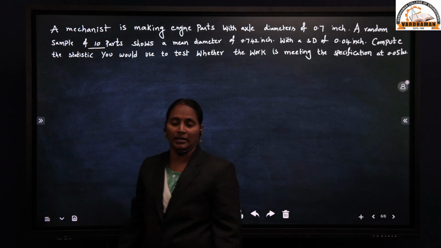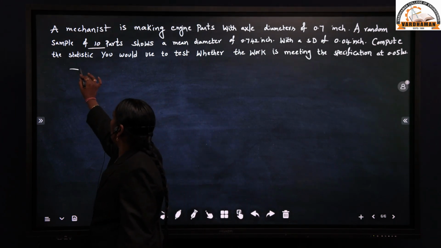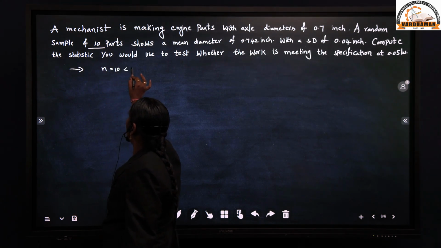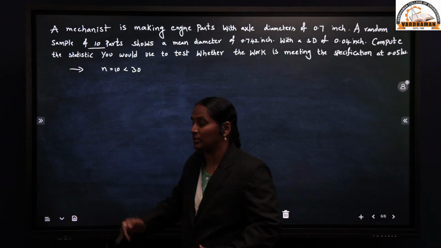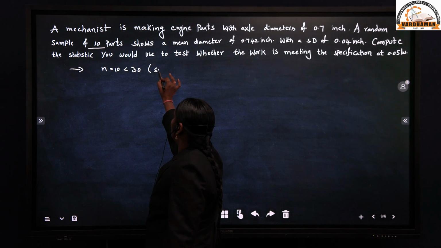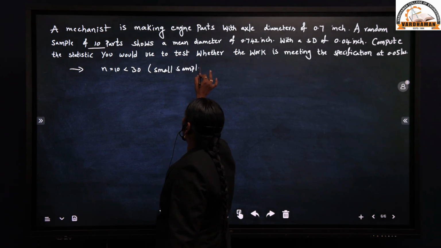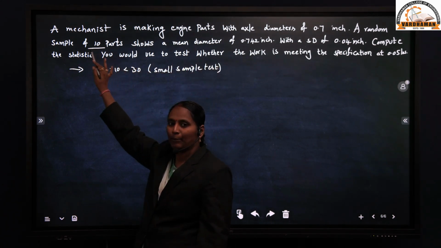After reading the problem, you have to identify the sample size. Here they mentioned it is 10. So the given value of n is 10, which is less than 30, so the test belongs to a small sample test. Now we are going to consider the given values you have to identify after the sample.